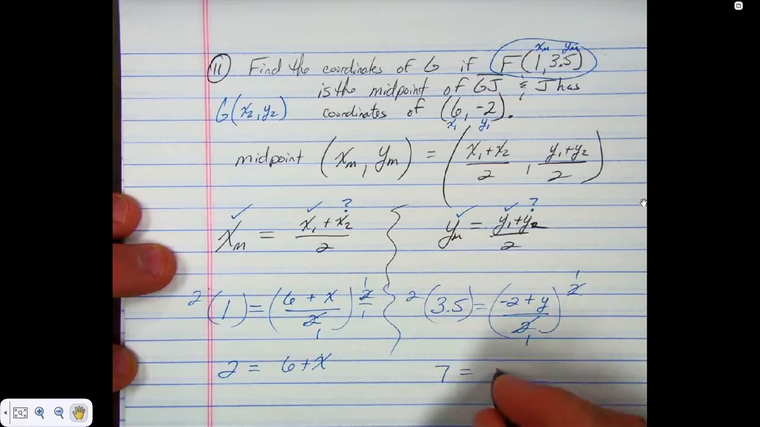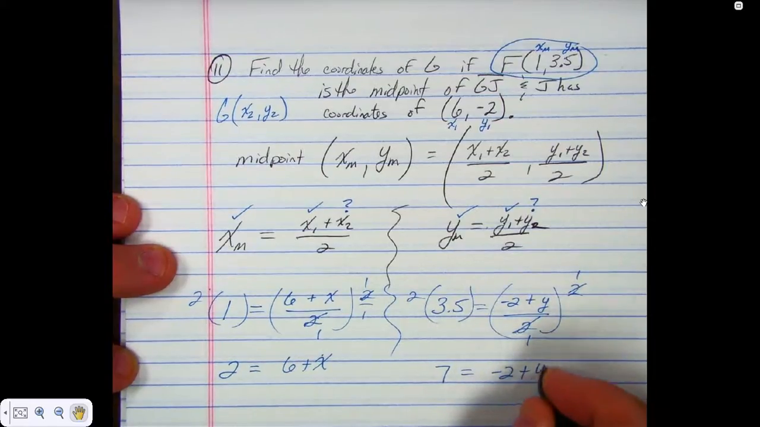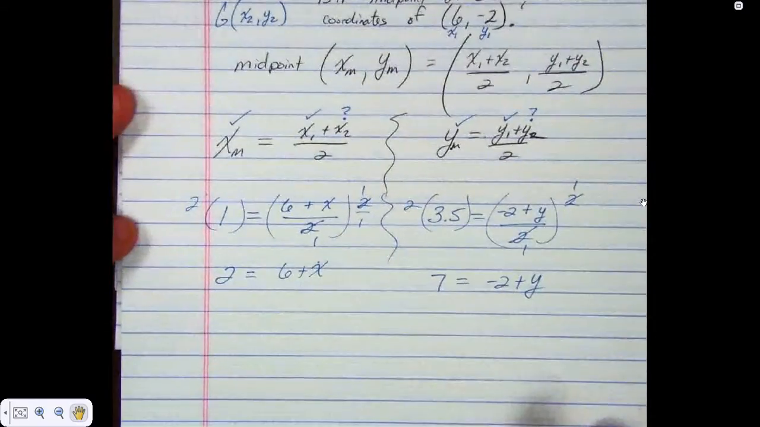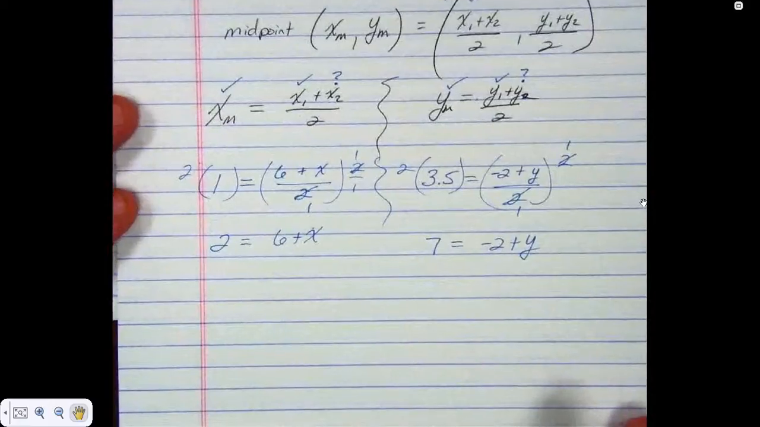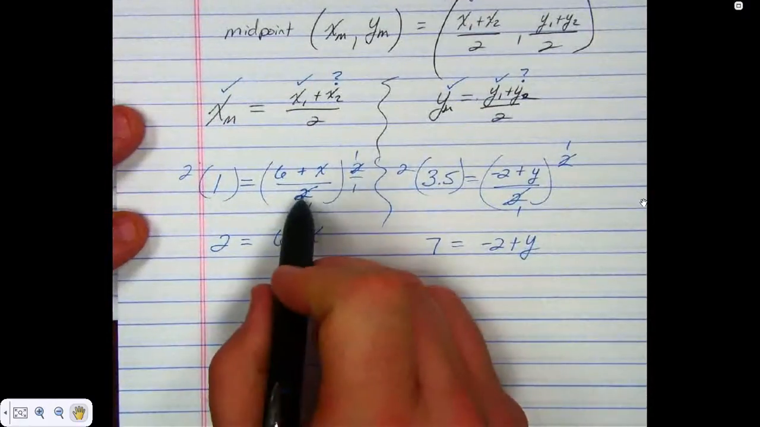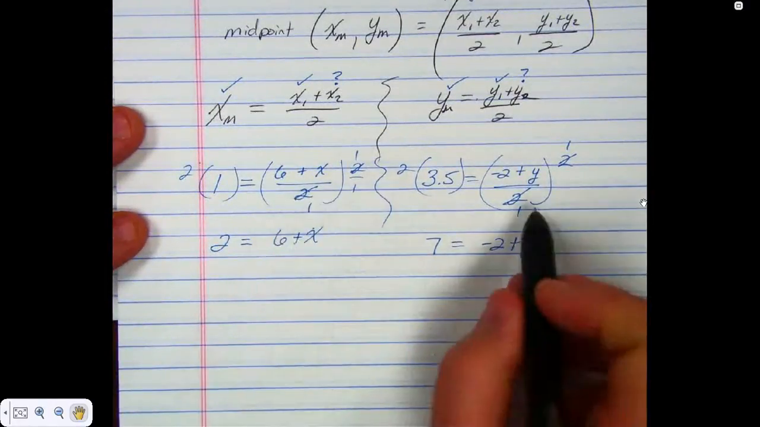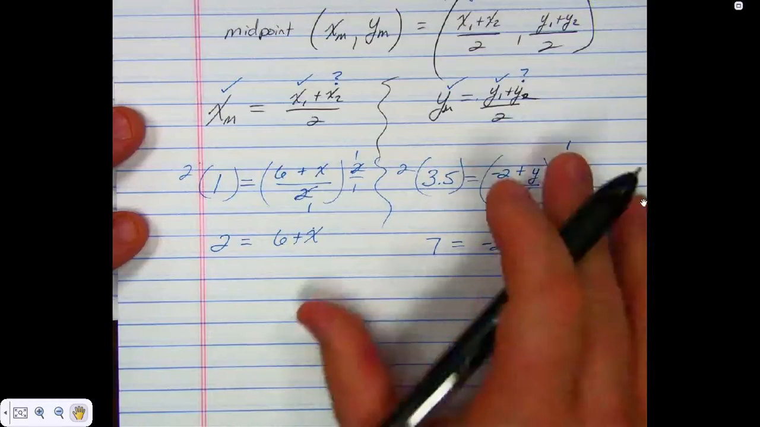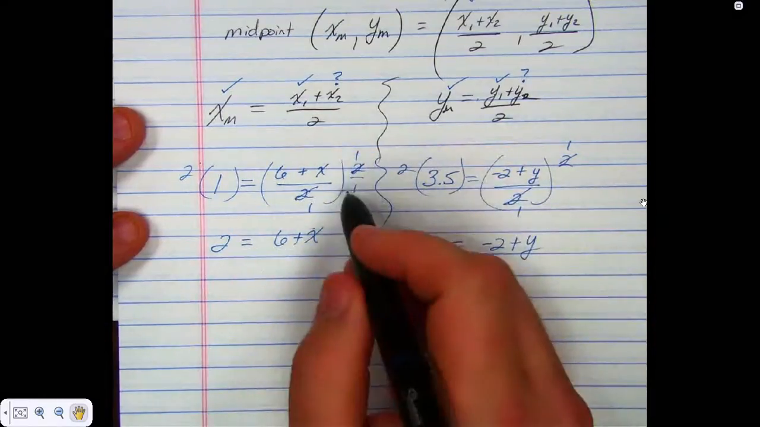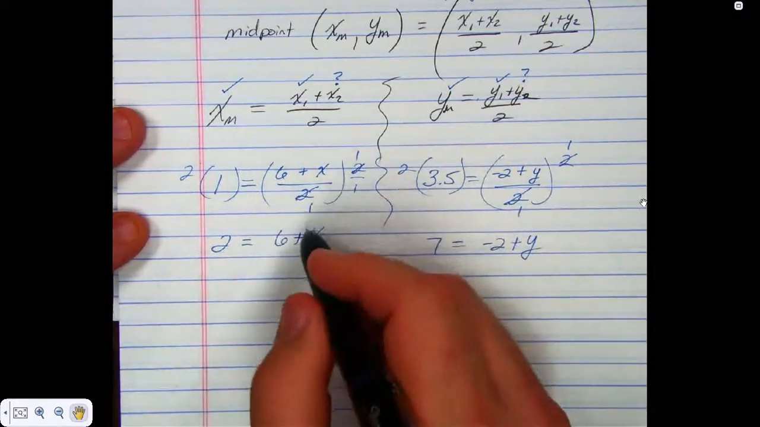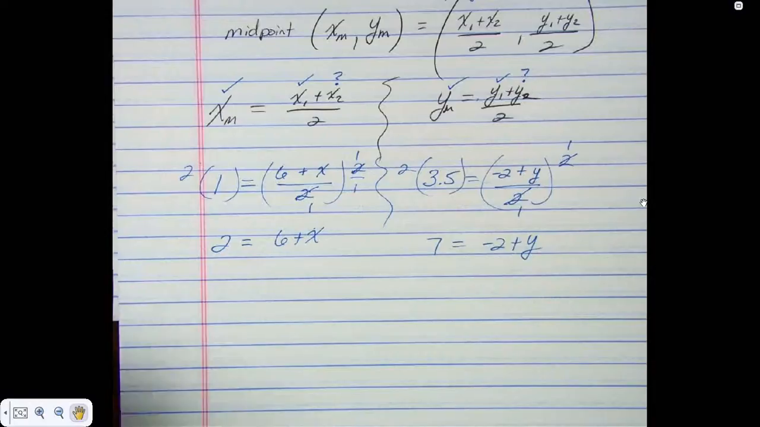7 is equal to negative 2 plus y. That doesn't look so scary either, does it? Okay? Think about it. Anytime you do a problem like this, what's always going to be on the bottom? A 2. So once you get your equation, multiply both sides by what? 2, to get rid of the fraction to make things look a little bit easier.